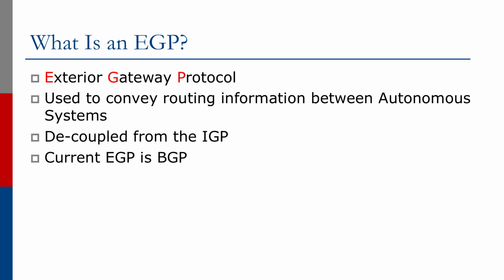What is an EGP? EGP, known as the Exterior Gateway Protocol, is used to convey routing information between autonomous systems. It's decoupled from IGPs. The current EGP used is called BGP.